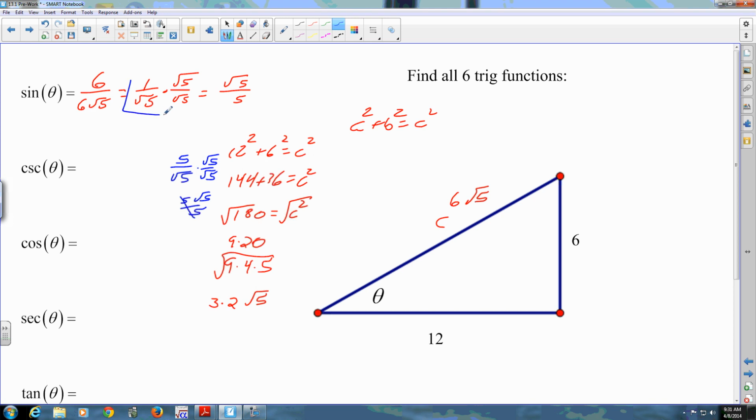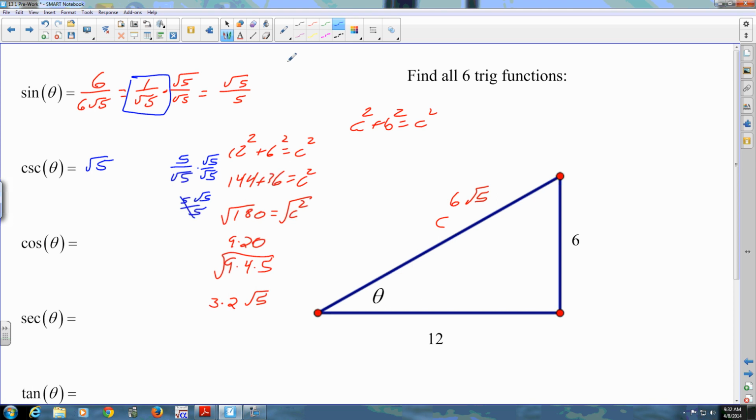But wait, back up. What if you took the reciprocal right here? Then you just get the square root of 5 and you save yourself all this work of taking the reciprocal and then having to rationalize it. So try and pay attention when you can take the reciprocal earlier and save yourself some work.